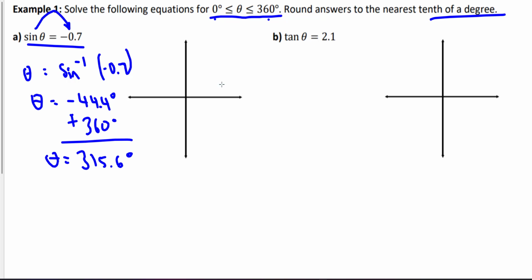So how do we figure out the second answer? Well, the first answer is 315 degrees. And I'm going to draw that out. Which quadrant is that going to be in? Well, this is 0, 90, 180, and 270. And I know that 315 is going to be in quadrant 4. I know that this is going to be 315.6 degrees.